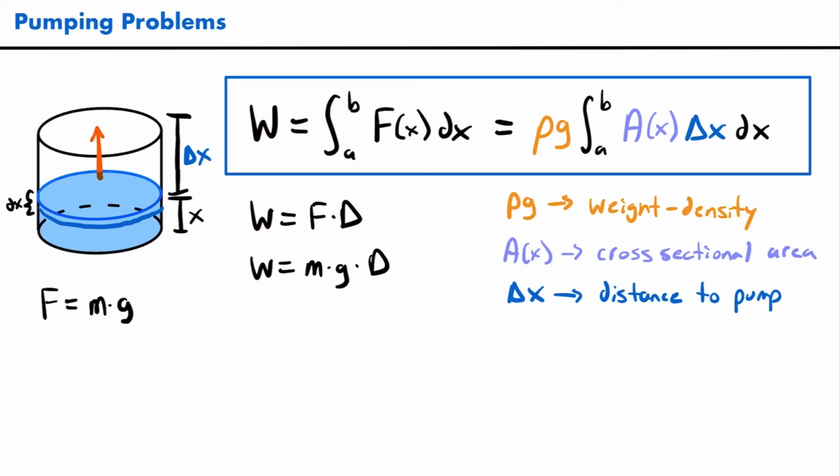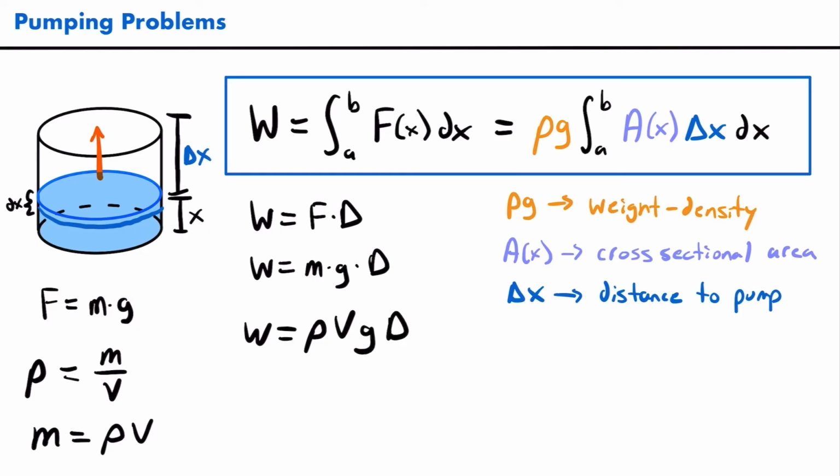And then we also know that density is equal to mass divided by volume. You may have come across this equation in a chemistry course or a physics course. And so if we solve for mass by multiplying both sides by volume, then we know that mass is equal to density times volume. And so we can replace mass in this equation with density times volume. And so we'll have that work is equal to density times volume times gravity times displacement, which we can then reorder to have that work is equal to density times gravity times volume times displacement.